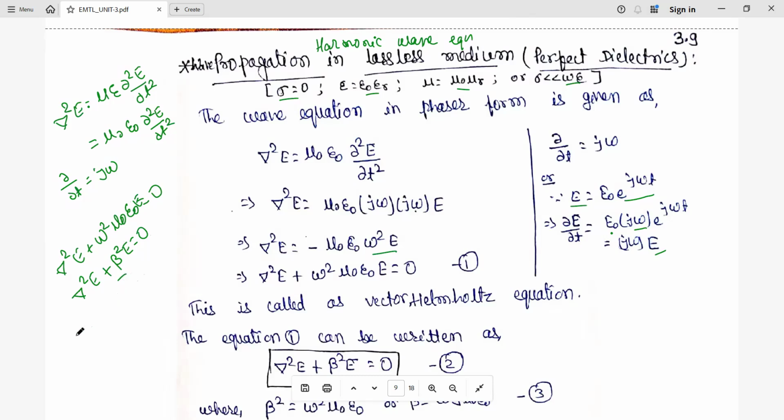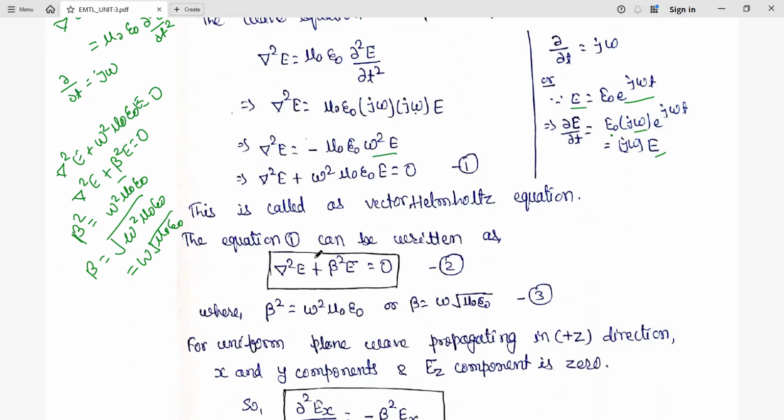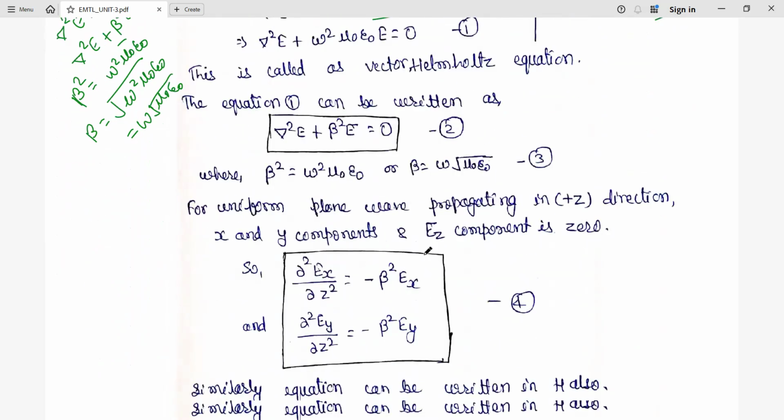So finally here, beta is equal to what? Now we have written omega square mu naught epsilon naught, so this is beta square. Now how will we write beta? Root under omega square mu naught epsilon naught. So finally, the square root of omega square is omega, so we have omega root under mu naught epsilon naught. So this is the part here.